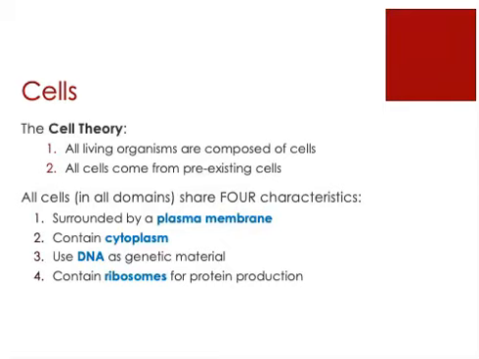The theory has two parts. The first part states that all living organisms are composed of cells. The second part states that all cells come from previously existing cells. In other words, you can't just pull a cell out of thin air. A new cell is created when an old cell divides.